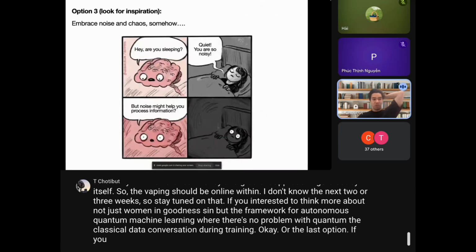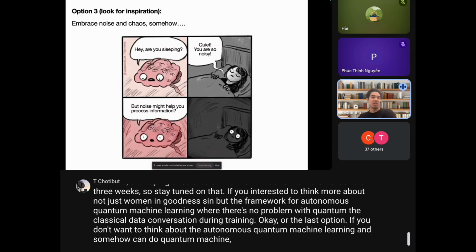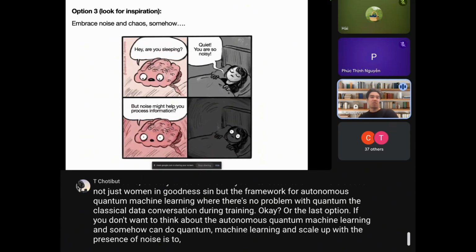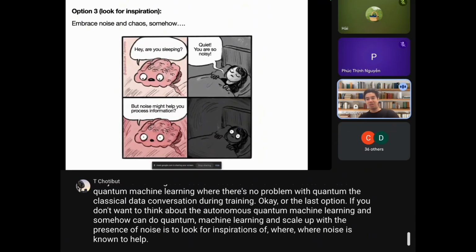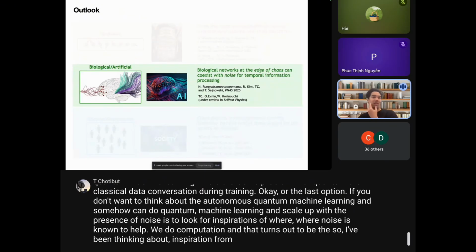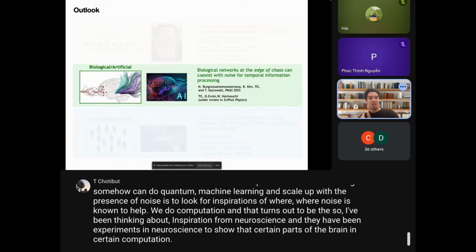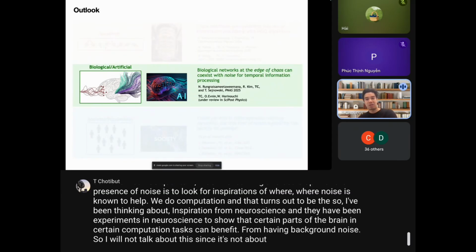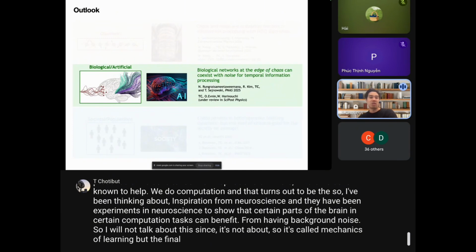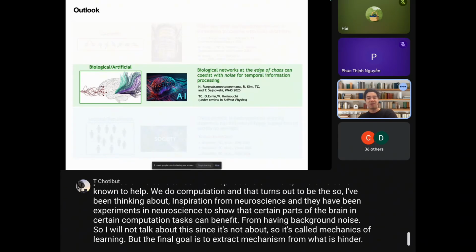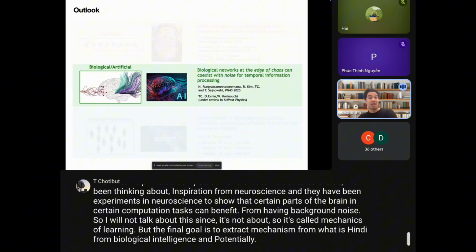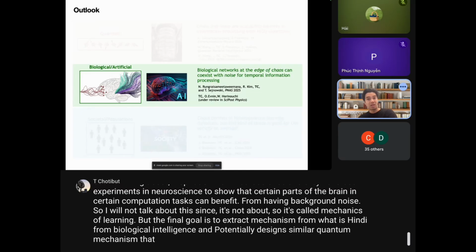Okay, or the last option, if you don't want to think about autonomous quantum machine learning and somehow want to do quantum machine learning or scale up in the presence of noise, is to look for inspirations where noise is known to help do computation, and that turns out to be the brain. So I've been thinking about inspiration from neuroscience, and there have been experiments in neuroscience showing that certain parts of the brain and certain computation tasks can benefit from having background noise. So I will not talk about this since it's not about statistical mechanics of learning, but the final goal is to extract mechanisms from what is inspired by biological intelligence and potentially design similar quantum mechanisms that can harness noise for computation.